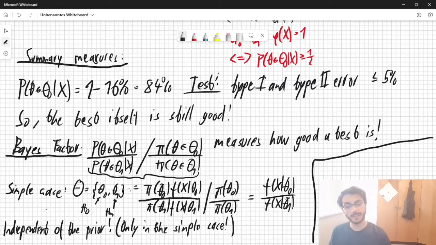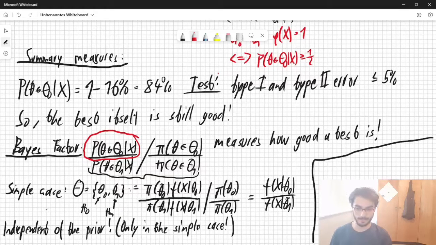In the not so simple cases, we still have to see how pi actually behaves on this area. I mean, if this area is just one number, we don't care, because there's only one number left. But in general, you have to integrate over the whole area. So there we still care about the prior. The prior doesn't just cancel out, but we can still see how good the test is based on how it changes our prior beliefs. That's the idea.